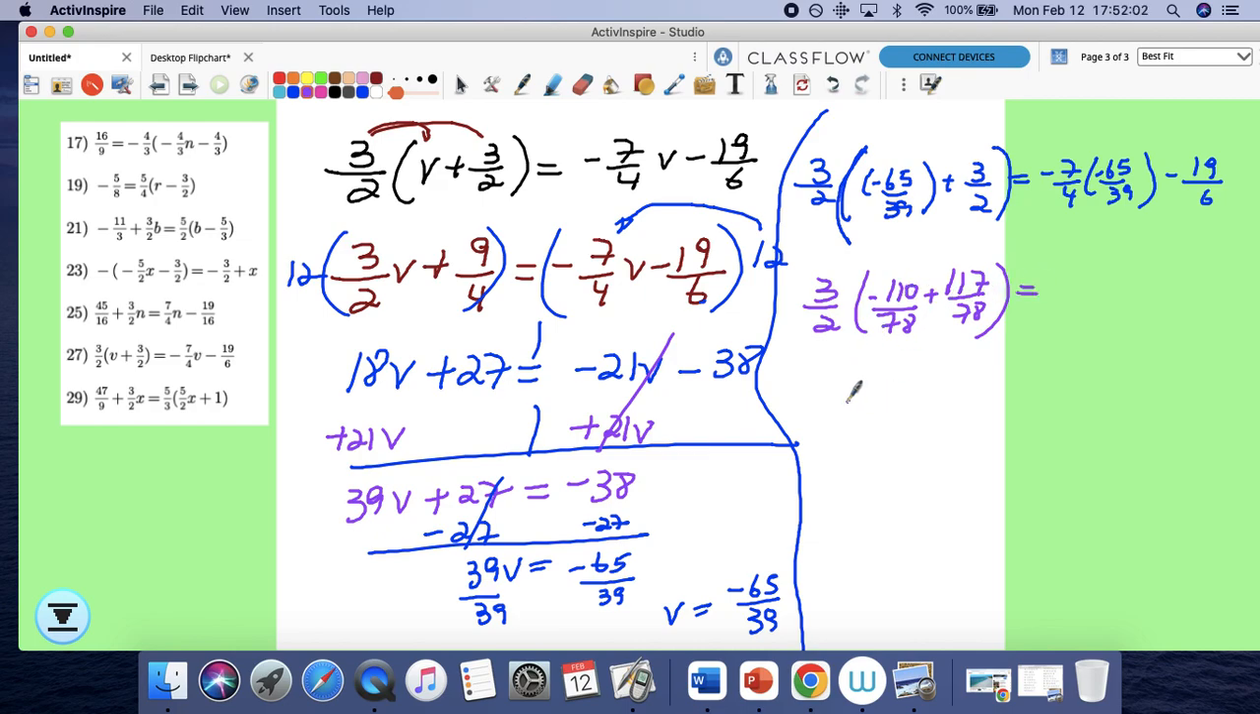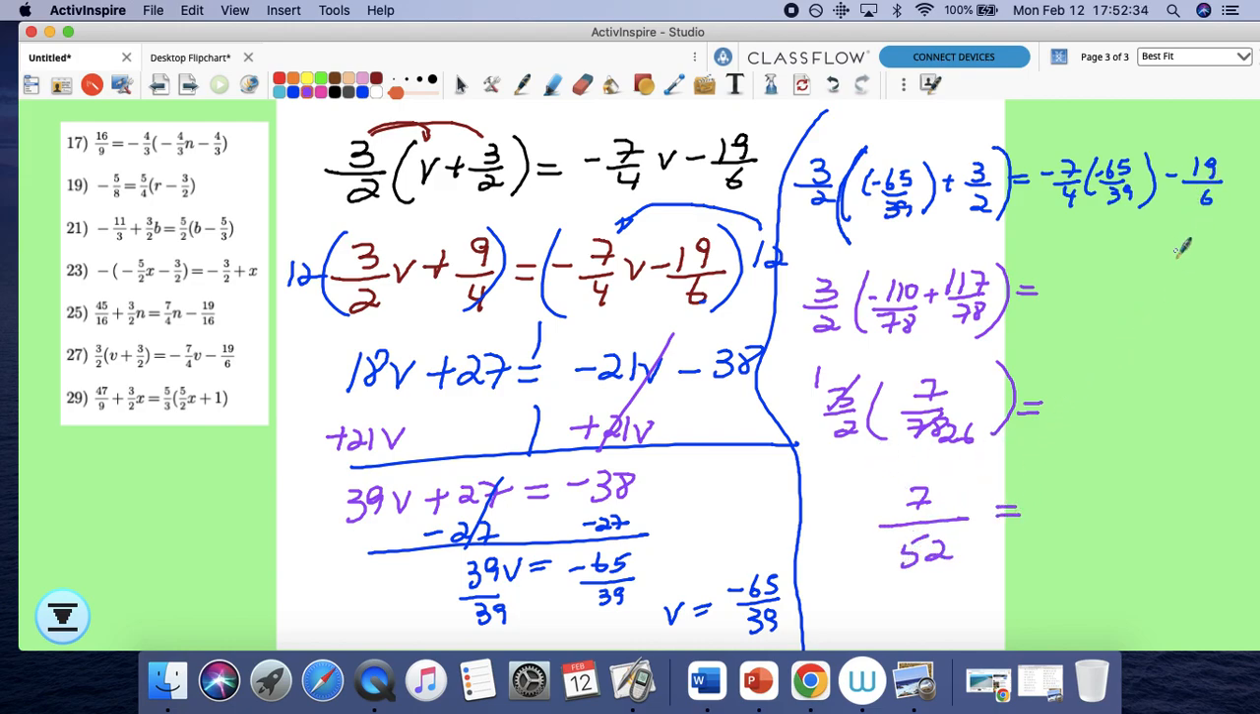So now, let's continue. So I got 3 over 2. I can finally combine these two. Negative 110 plus 117 is just 7 over 78. I can simplify 3 and 78 because 7 plus 8 is 15, right? And 15 is divisible by 3. So 78 divided by 3 is actually 26. So I can write 26 over here. Now, there's nothing else to simplify. 1 times 7 is 7, and at the bottom, 2 times 26 is 52.